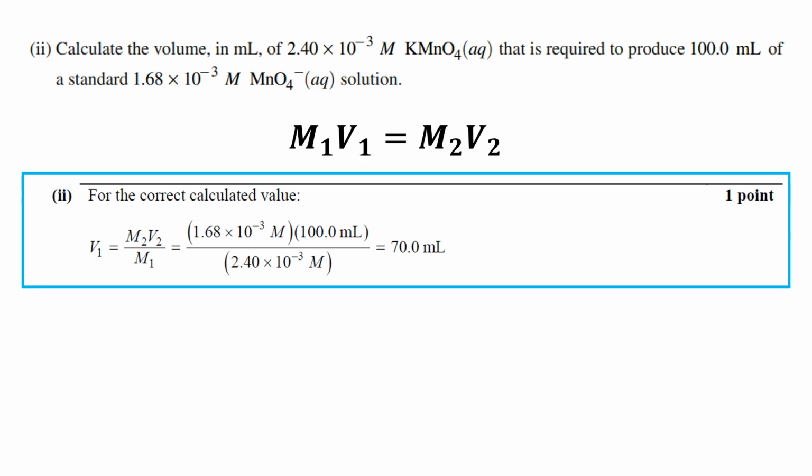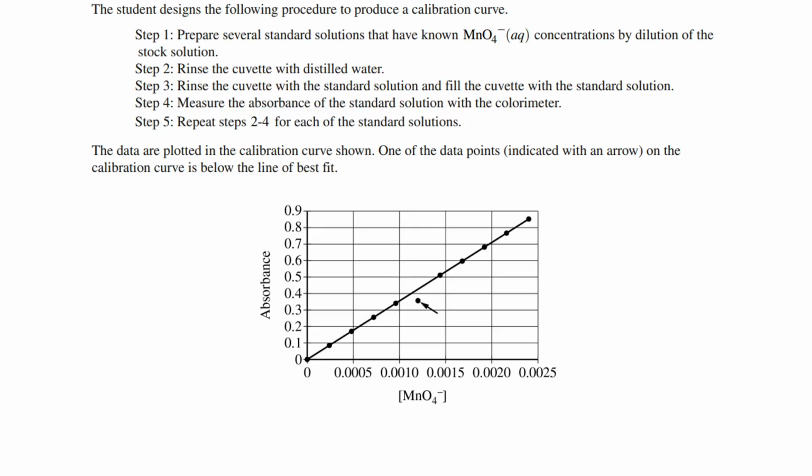And then let's wrap it up with this one. The student designs the following procedure to produce a calibration curve. Step 1. Prepare several standard solutions that have known permanganate concentrations by dilution of the stock solution. Step 2. Rinse the cuvette with distilled water. Step 3, rinse the cuvette with standard solution and fill the cuvette with the standard solution. Step 4, measure the absorbance of the standard solution with the colorimeter or spectrophotometer. Step 5, repeat steps 2 through 4 for each of the standard solutions.